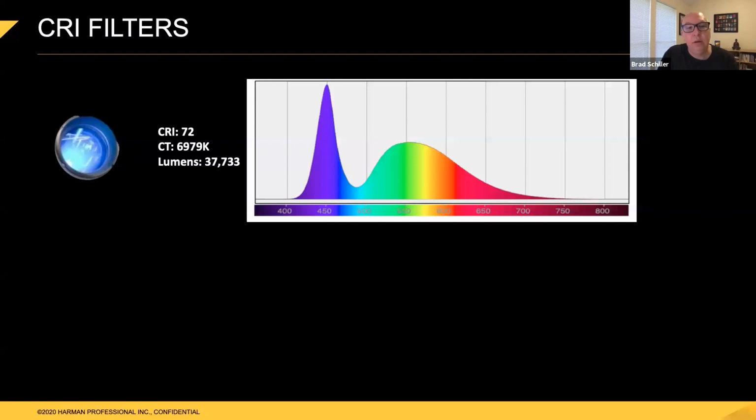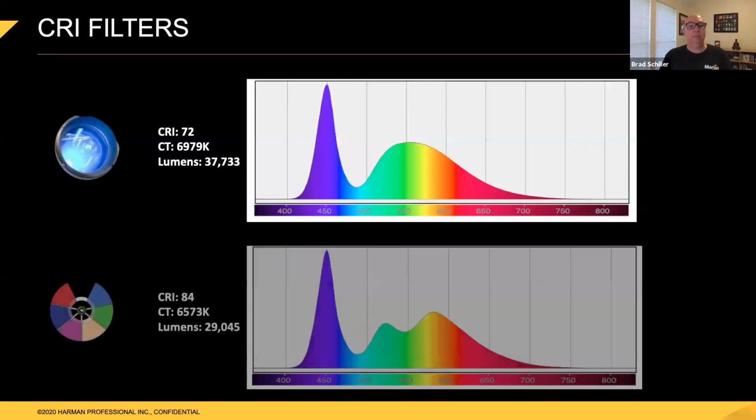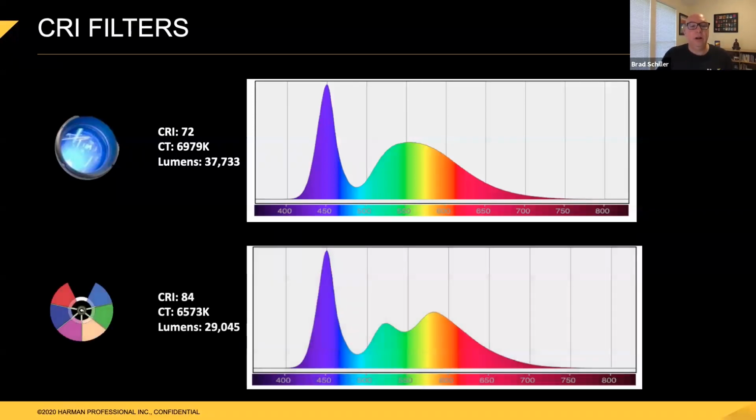Now, if you bring in their CRI filter into the path, it goes up to a CRI of 84. Wow, it went from 72 to 84. Wow, is that a good thing? It sounds good, sure. Well, what's it doing? Look at the spectrum. Again, this is the spectrum from their own documentation. It's taking out some green. Is it adding more colors out of the spectrum? No, it's taking out some green.